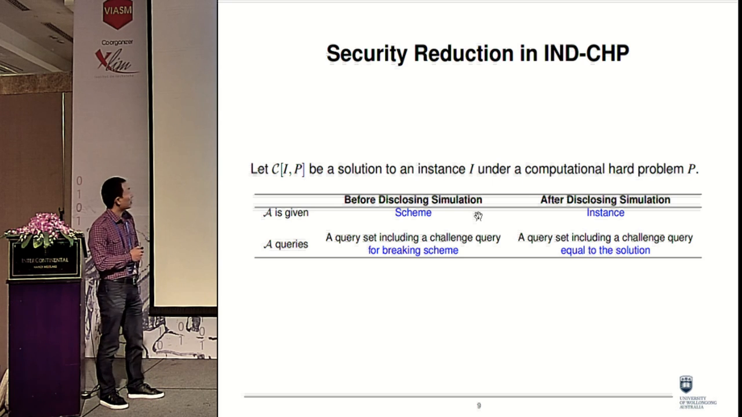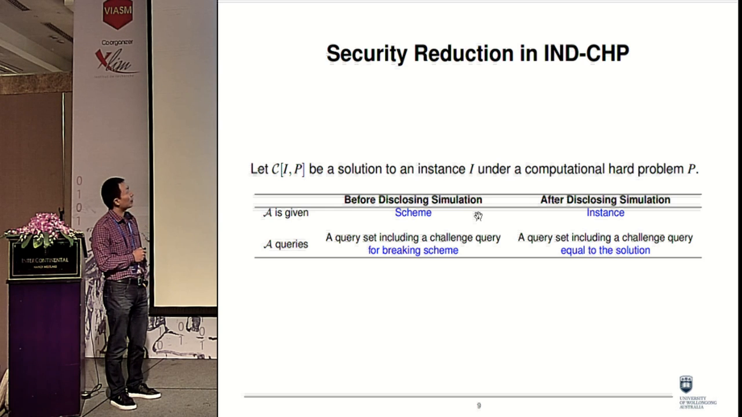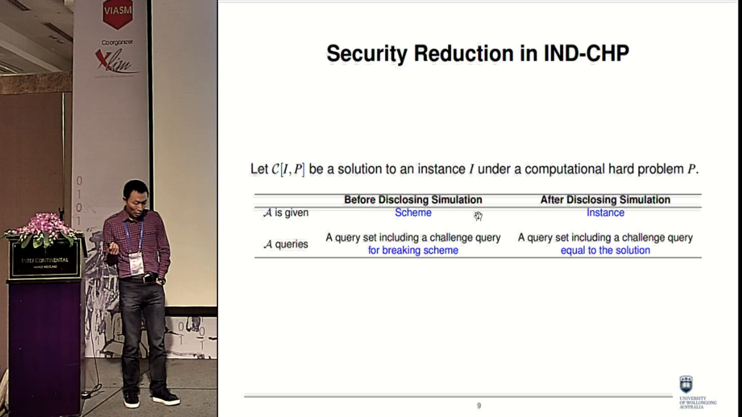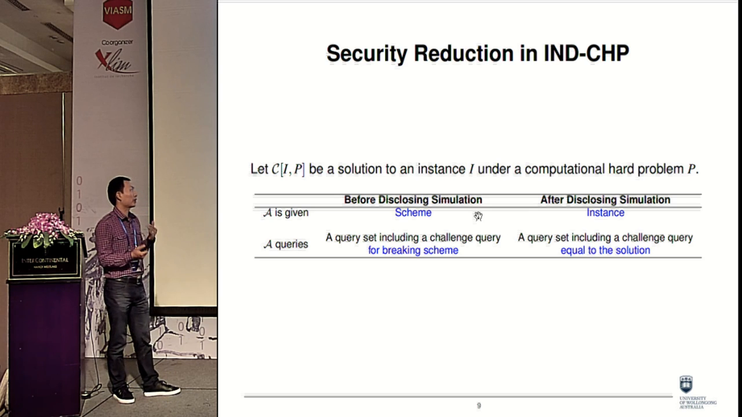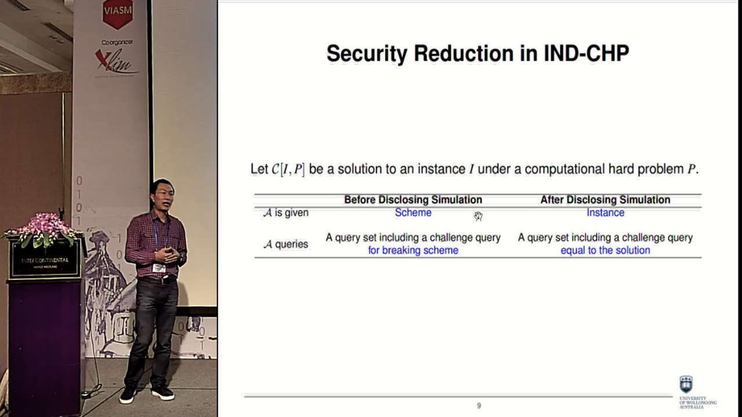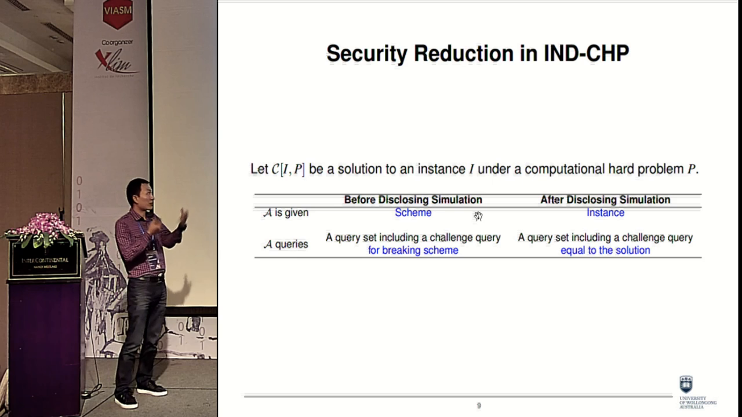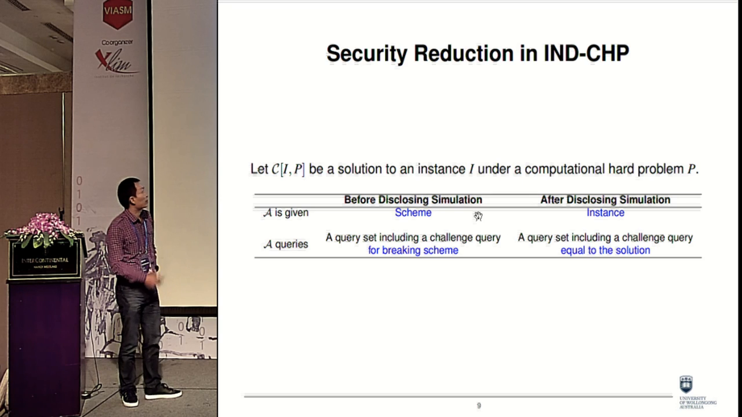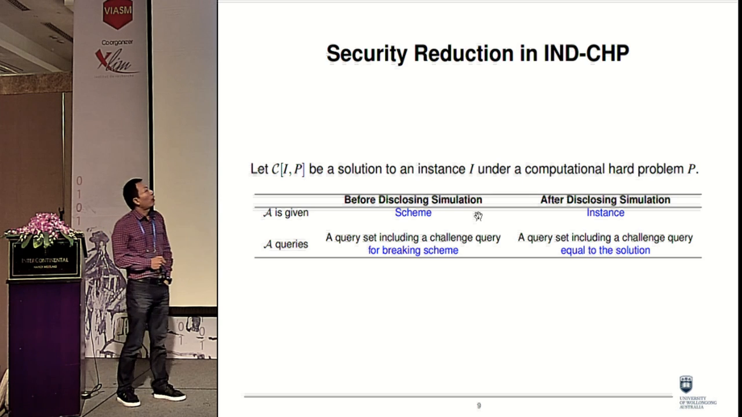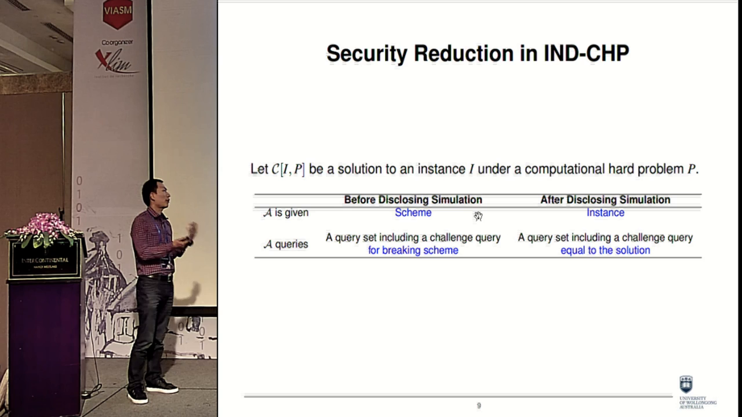Now, suppose that C_I^P is a solution to an instance I under a computationally hard problem P. So we have the notation: a solution, the instance I, and the problem P. Before disclosing the simulation to the adversary, the adversary is given a scheme, and it will make several queries, where one of the queries is the challenge query for breaking the scheme. But once we disclose the simulation, it is equivalent to the adversary being given an instance, and the adversary will make a set of queries, including a challenge query equal to the solution to the instance. It means that we will use that one to solve the hard problem.